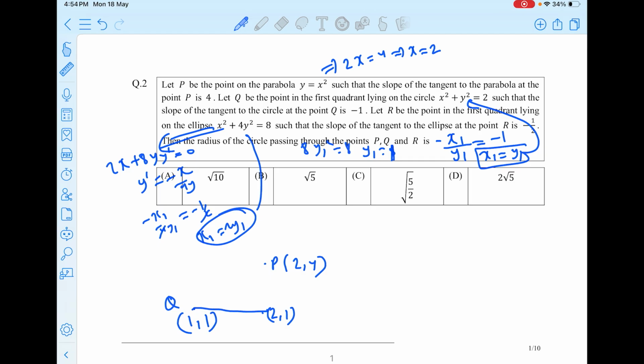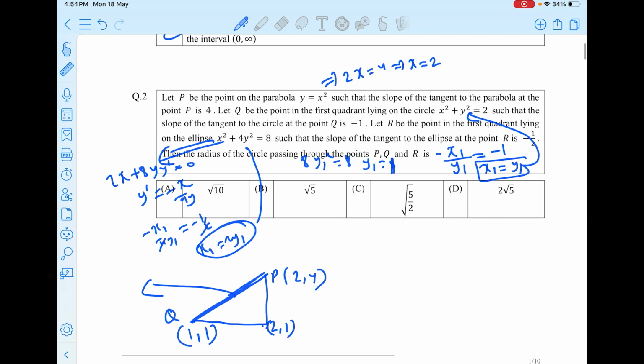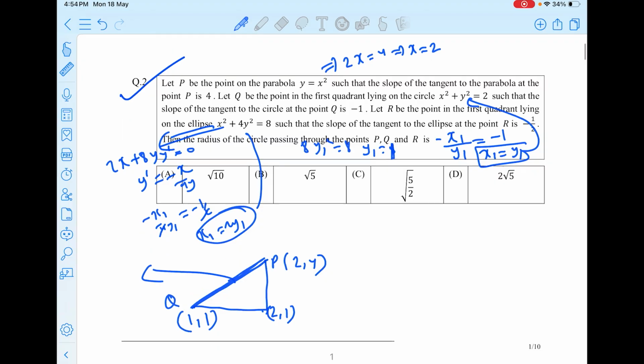So you can see that it is becoming a right angle triangle. So PQ will give you diameter, half will be radius. Okay, it's a very easy question. It was doable.